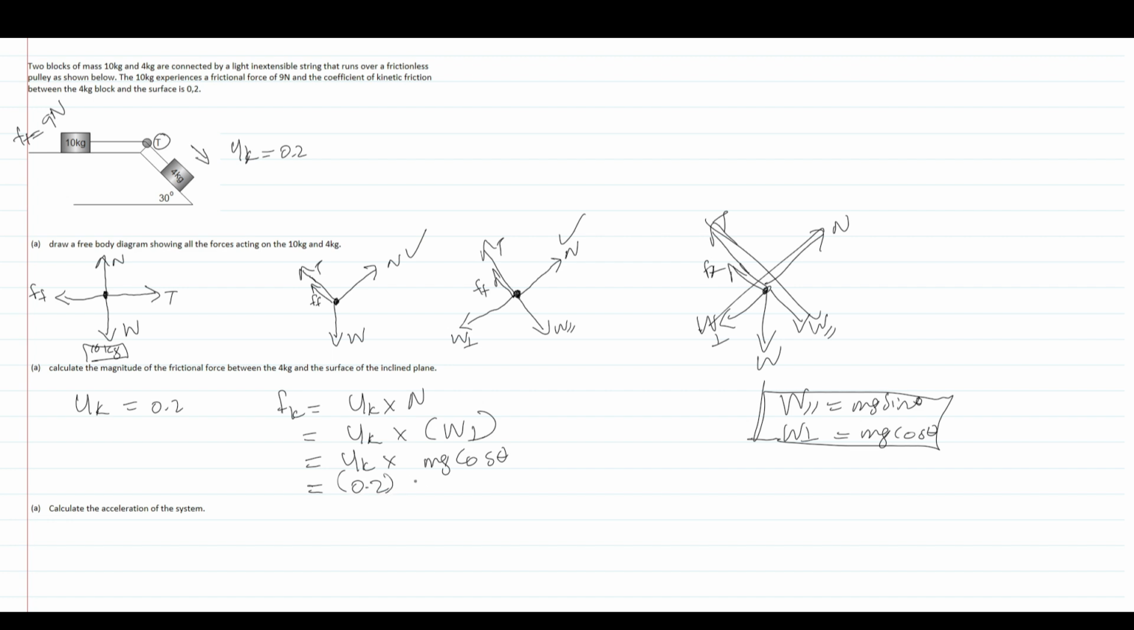So it's going to be 0.2 multiplied by 4 multiplied by 9.8 times cos of 30, which is equal to 0.2 times 9.8 times 4 times cos of 30. It's equal to 6.79 newtons.